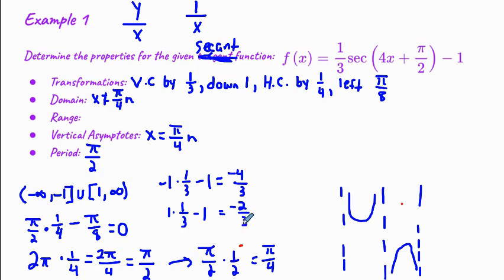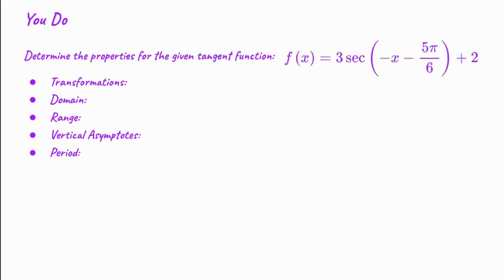Now, usually you're going to identify whichever one's the smallest one and put that one first. So in writing out our final answer, it's negative infinity to negative 4/3, and then union negative 2/3 to infinity. And that's what we have. So go ahead and take the time to try the you do on your own, and then the answers will be given to you in the questions, and then we'll move on to example 2.